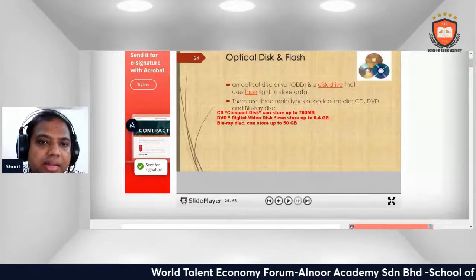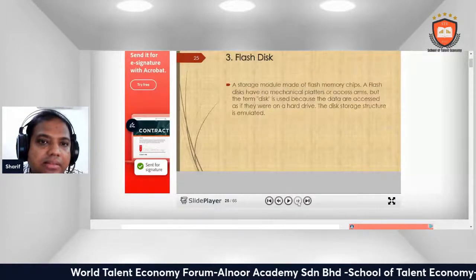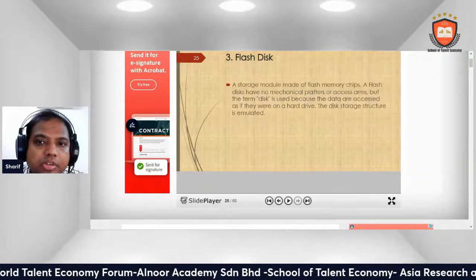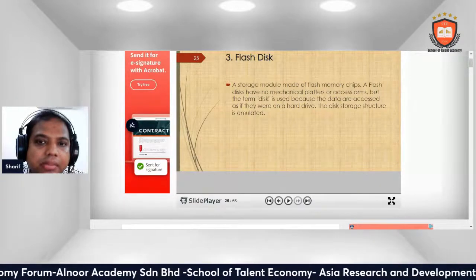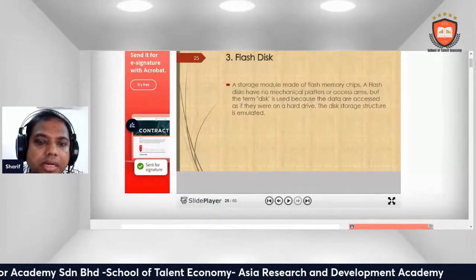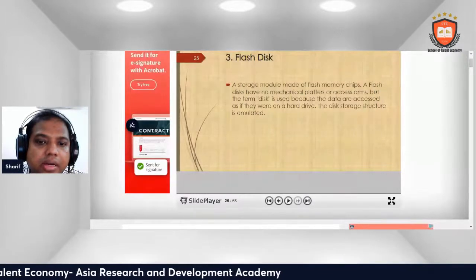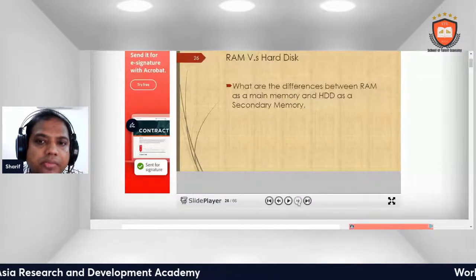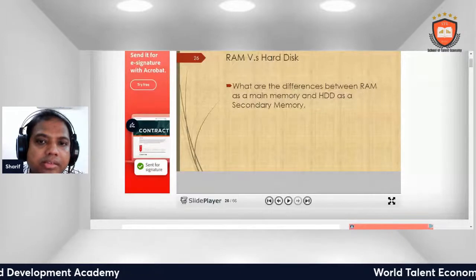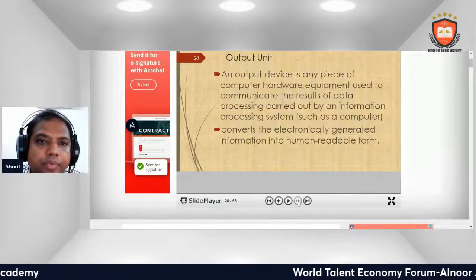Optical disk and flash. A flash disk is a storage module made of flash memory chips. A flash disk has no mechanical parts or accessories, but the term disk is used because the data are accessible as if it were a hard drive. What are the differences between RAM as a main memory and HDD as a secondary memory?